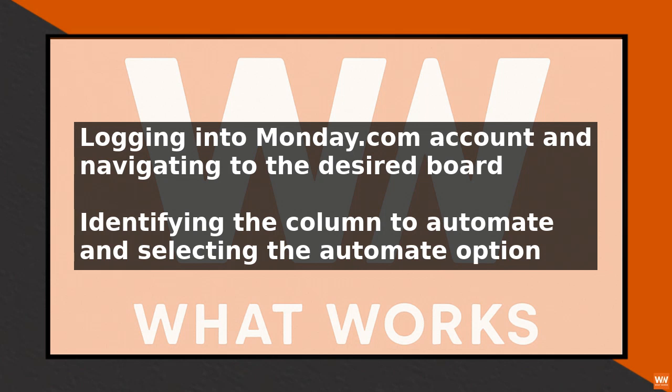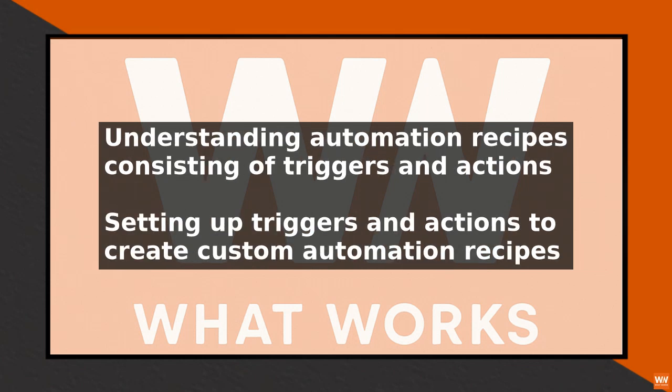Once you have identified the column, click on the three-dot menu next to the column title and select the Automate option. This will open the automation menu where you can set up custom automation recipes. A recipe consists of a trigger and an action. The trigger is the event that initiates the automation and the action is the result of that trigger.